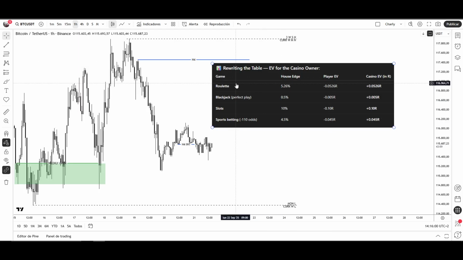Basically, for the multiple games that you can have in the casino, these are like the three most common ones, right? The roulette, the blackjack, and the slots. Let's forget for a second the house edge, and let's focus on this column and this other column. Right here is the player EV. Player EV is basically you as a person going to the casino in Las Vegas or going to Monte Carlo or whatever and joining in there. These are your expected values.